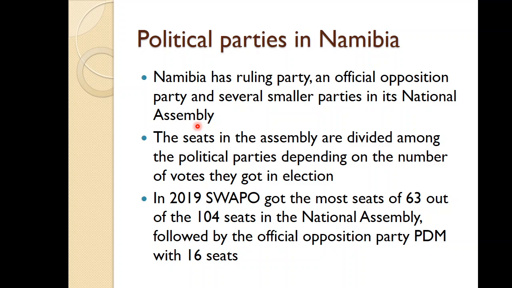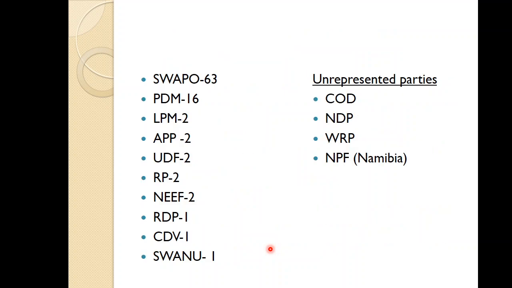Now, political parties in Namibia. Namibia has a ruling party, which is SWAPO at this moment, an official opposition party, which is PDM, and several smaller parties in its National Assembly. The seats in the Assembly are divided among the political parties depending on the number of votes they got in the election. In 2019, SWAPO got the most seats, 63 out of the 104 seats in the National Assembly, followed by the official opposition party, Popular Democratic Movement, with 16 seats, and then LPM, Landless People's Movement, with 2 seats. The president of that party is Bernadus Swartbooi.